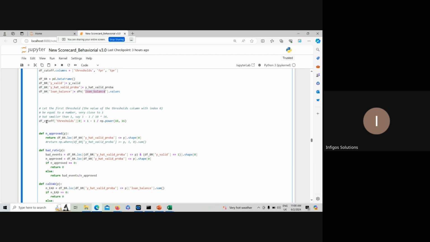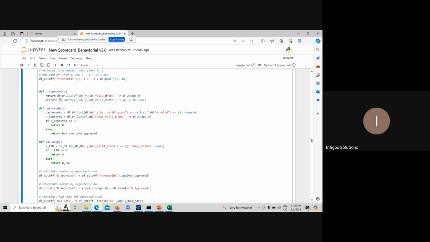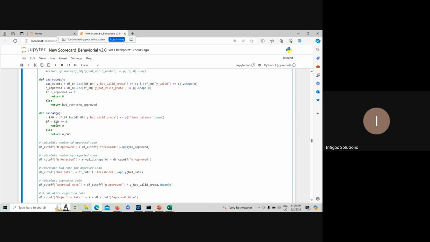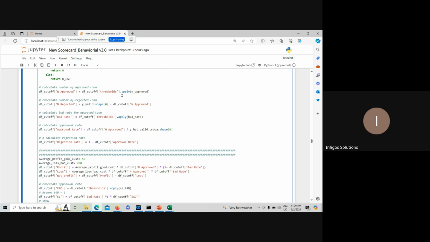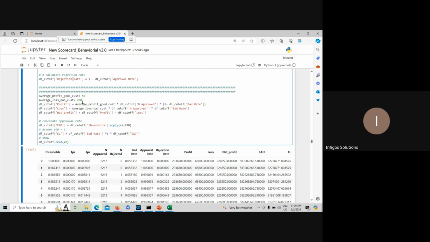So this is the minimum value of the threshold. We have written small functions: one for calculation of approved, one for calculation of bad rate, one for calculation of EAD. We calculate using N approved how many approved there are, then how many rejected there are, what the bad rate is using the bad rate function, and we calculate the approval rate and rejection rate.